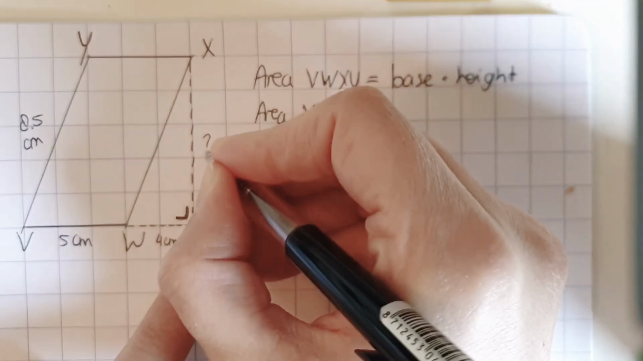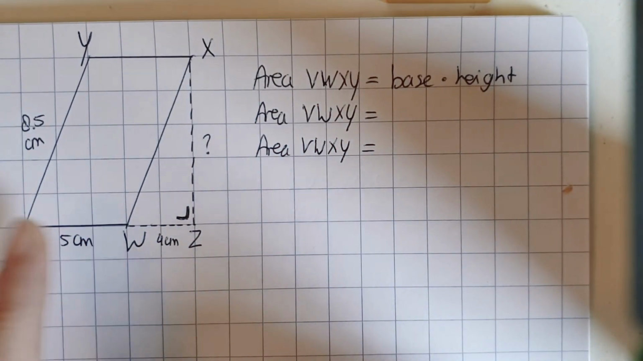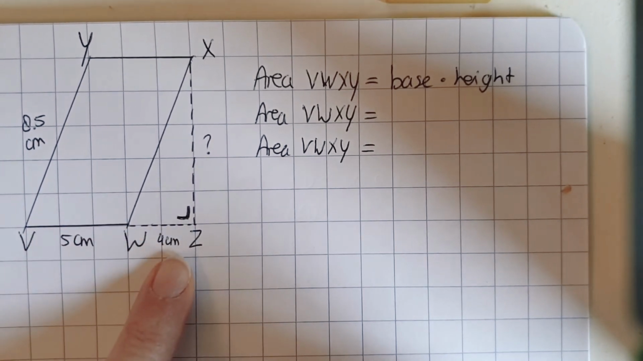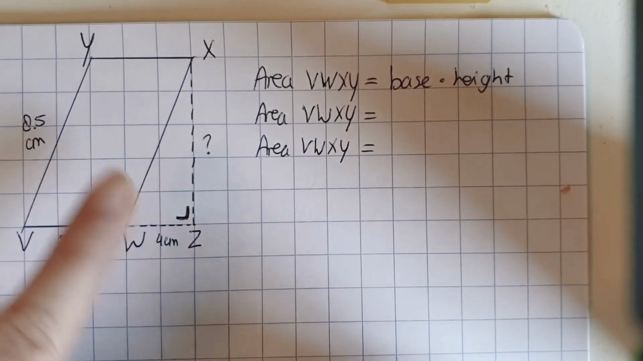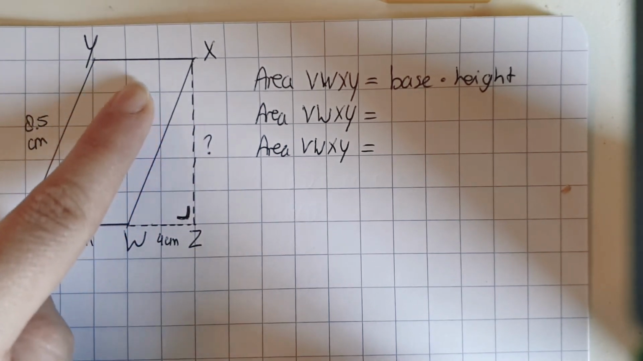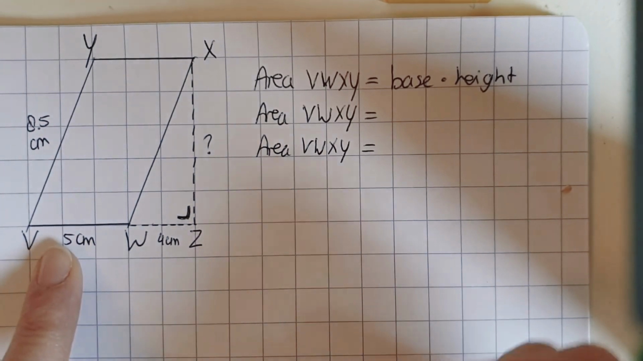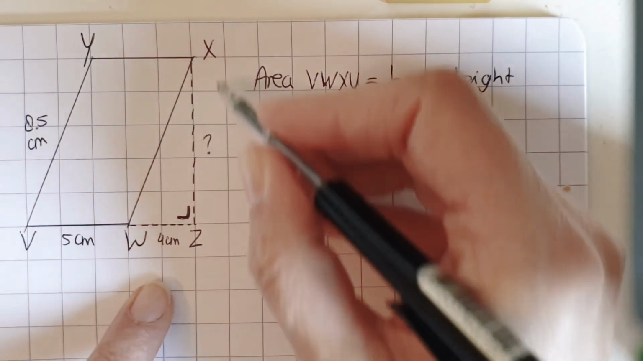So this is what I want to know for the corresponding height, and I'm going to use this as a base. Some students use the whole length, so that's 5 plus 4 as a base, but that's actually wrong, because this is just air. This is in the air, and this is what we need to calculate. This is the parallelogram. This is what it's about. So we're only going to use 5. 5 is the base, and the height is Zx.